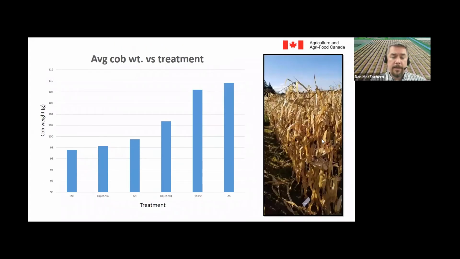And looking at some data here, one of the reasons for that is that if we look at the cob weight overall, the ammonium sulfate treatment produced a larger cob than any of the other treatments.